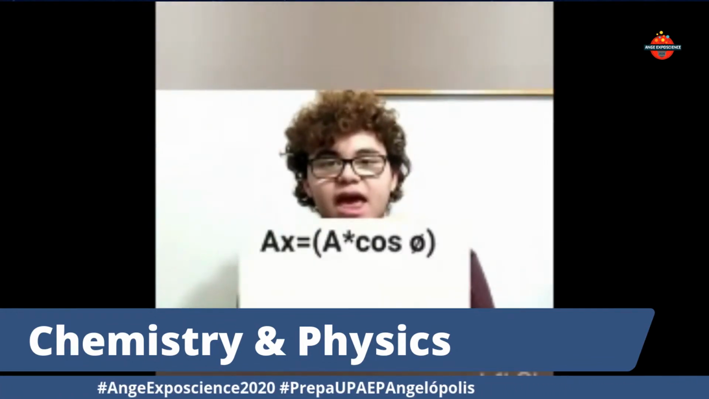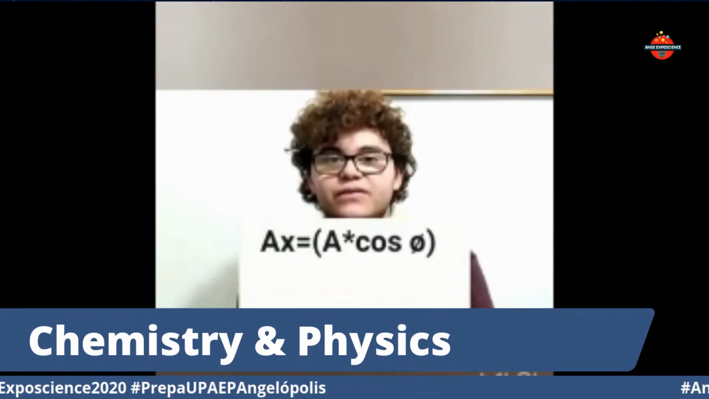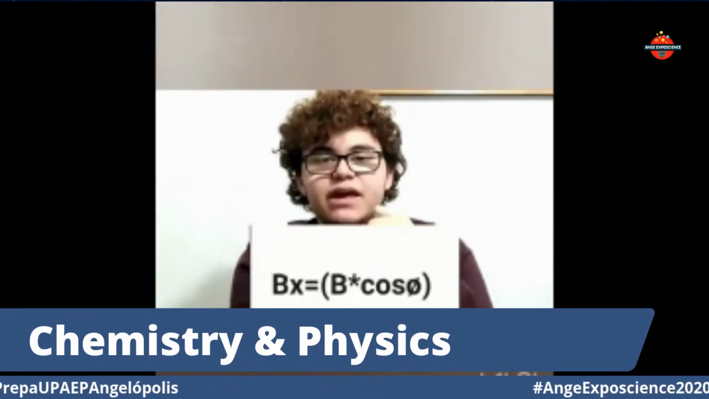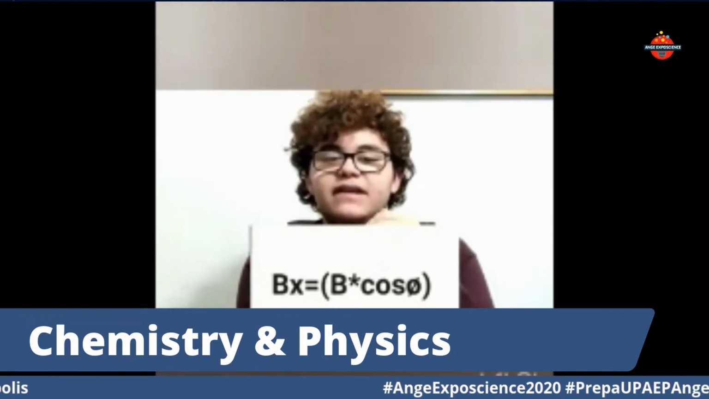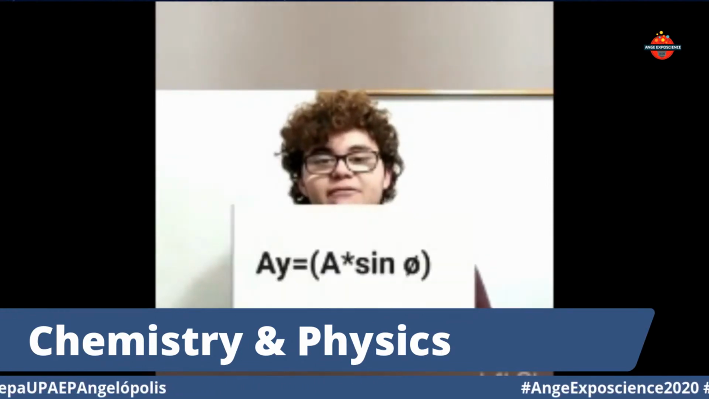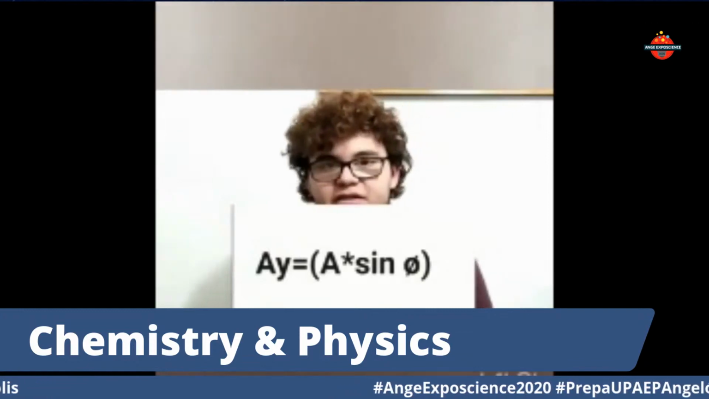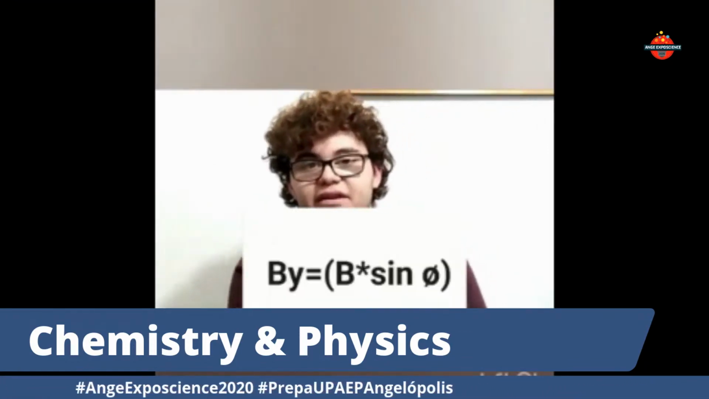AX is equal to A, that is our distance, times the cosine of the degrees. And BX is equal to B, another distance, times the cosine of the degrees. For finding AY and BY, we're going to use other formulas, the following ones. AY is equal to A times the sine of the degrees. BY is equal to B times the sine of the degrees.